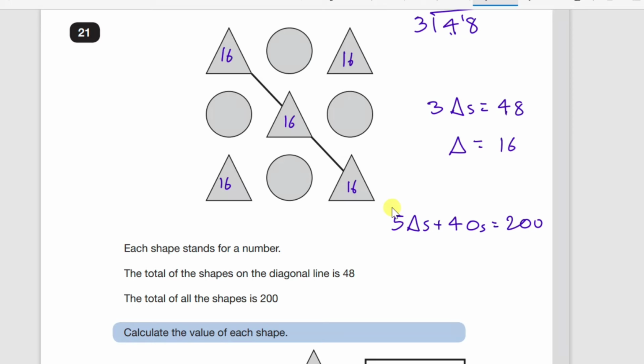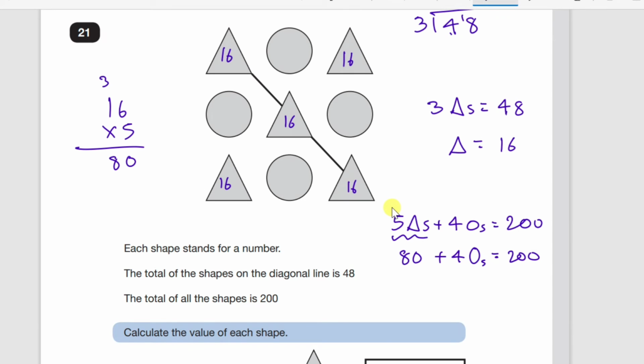Well, we know how much one triangle is, 16. So 5 times 16. We can always work out here. 5 times 16 or 16 times 5. 5 times 6 is 30, so 0 carry the 3. 1 times 5 is 5, plus 3 is 8. So we know that 5 triangles is worth 80. 80 plus 4 circles, well, be careful your O is in circles, yeah, equals 200.